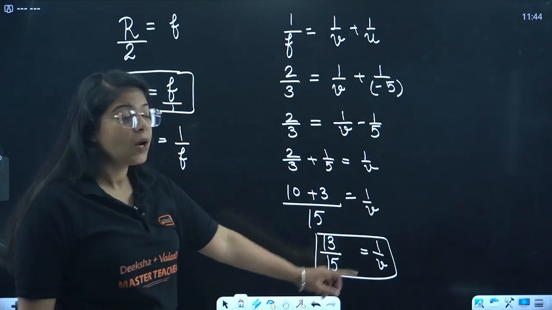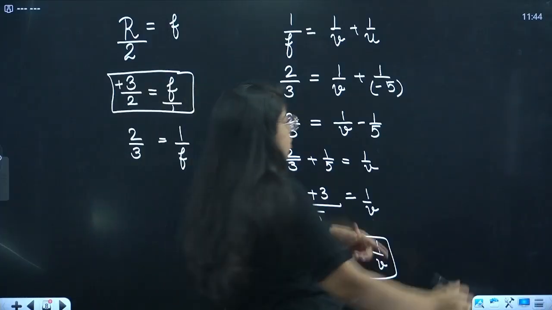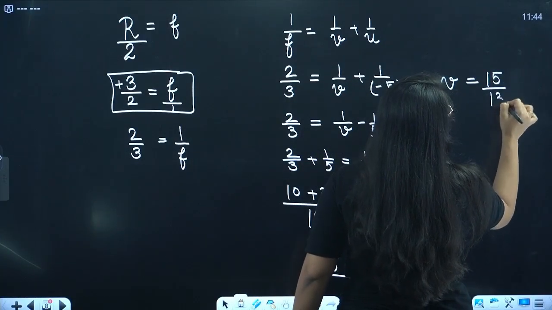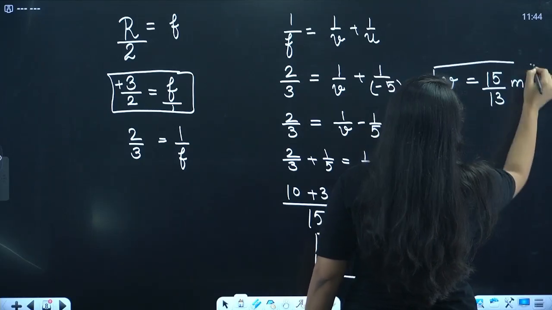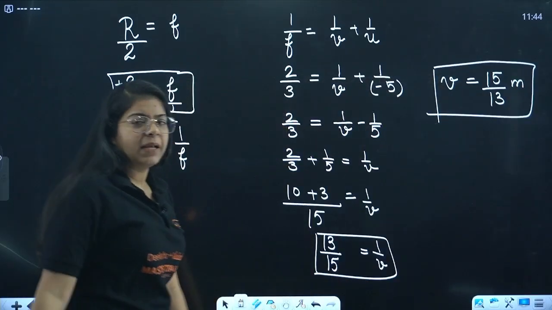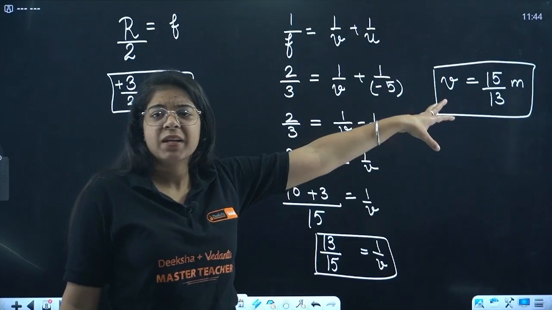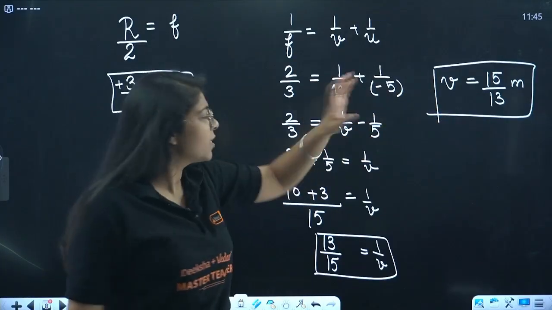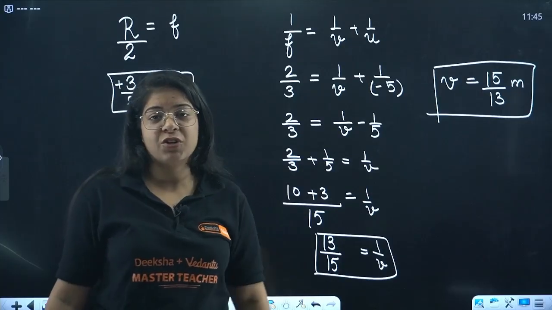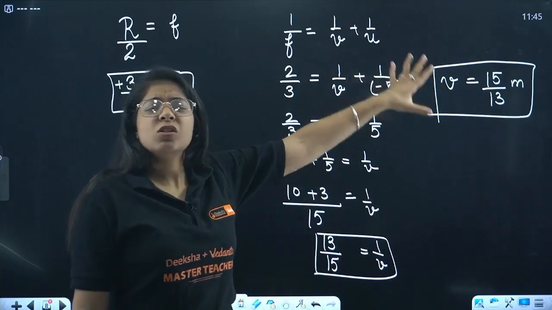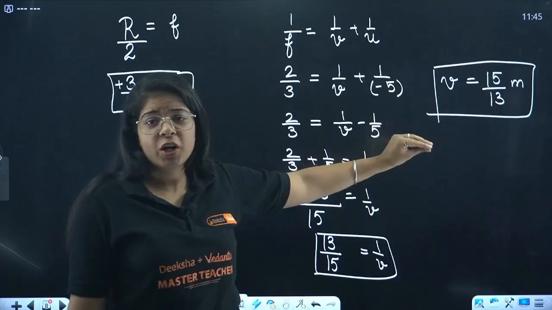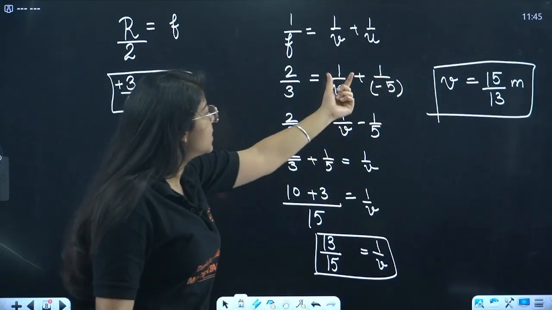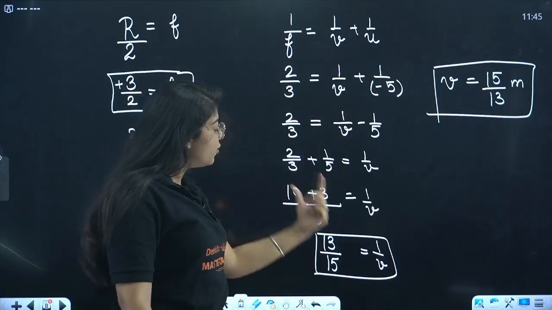Okay, this is 1 by V. We have to find V. So again we will reciprocate this and this will come out to be 15 by 13 meters. Now you can obviously solve this, right? It will be something around 1.15 or something like that. You see the calculation, okay? But you can also leave it here. It will not be any mistake. Just remember the sign. This is minus, it comes here positive, so V is positive.